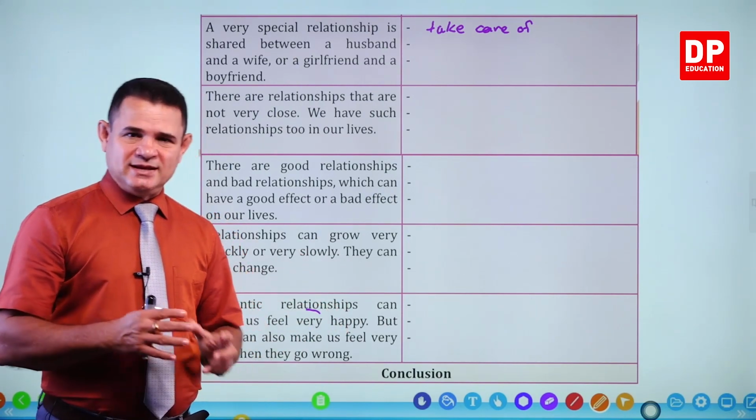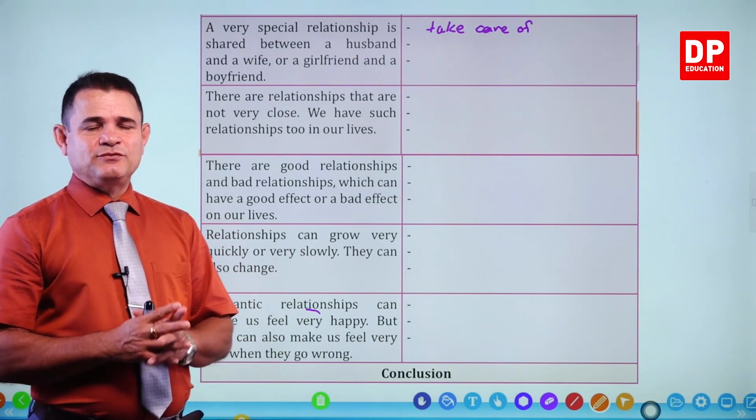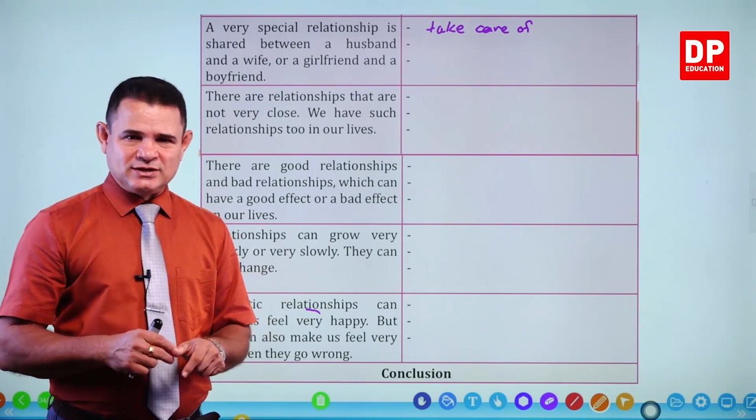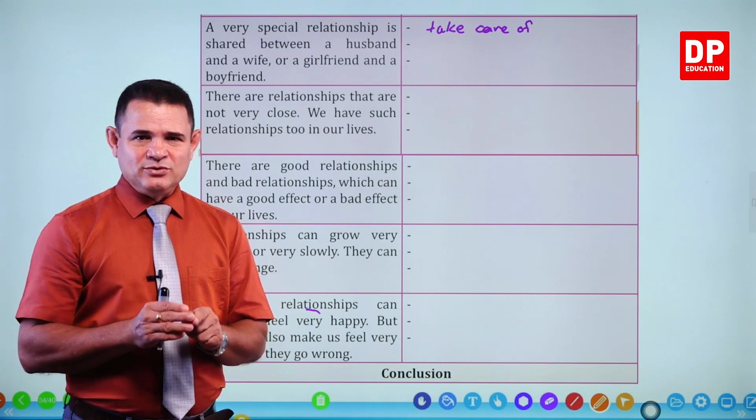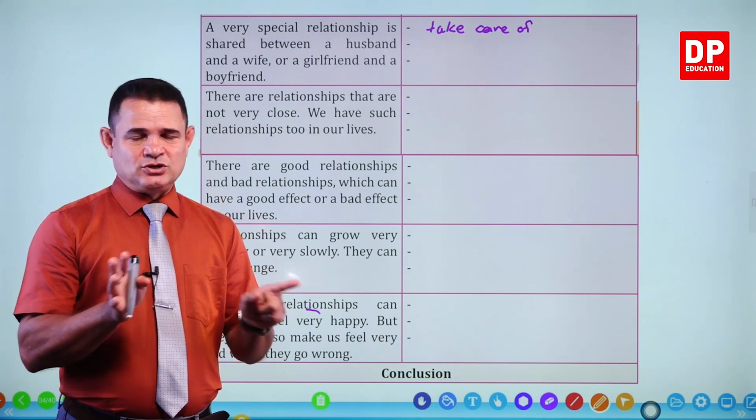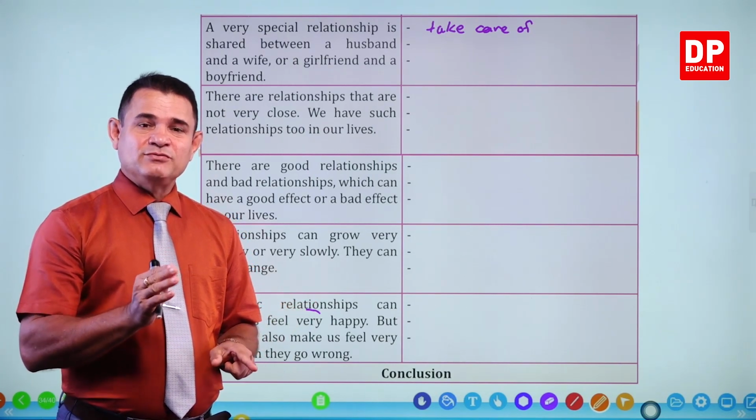So when you write an essay, just forwarding a fact is not enough, and you have to, if you can, elaborate on it.